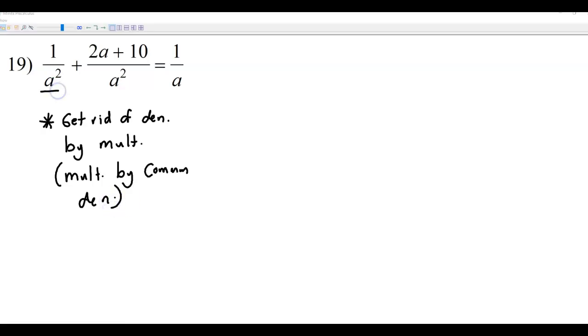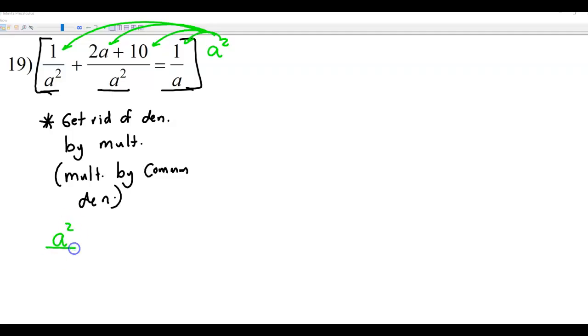So this one has an a squared, this one has an a squared, this one has an a. So what's the common denominator for all those? It would be a squared. Okay? A needs a little bit more, right? So we're going to multiply everything by the common denominator a squared. So I'm going to multiply that, and when you do that, you just put it on the top of every fraction. And so I'm going to end up with a squared over a squared plus 2a cubed plus 10a squared.